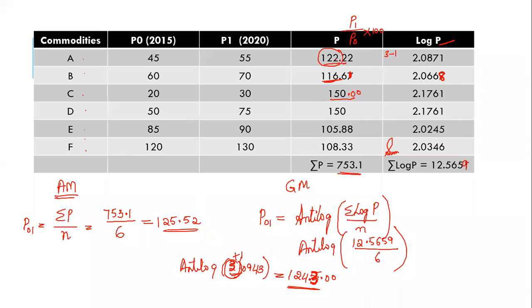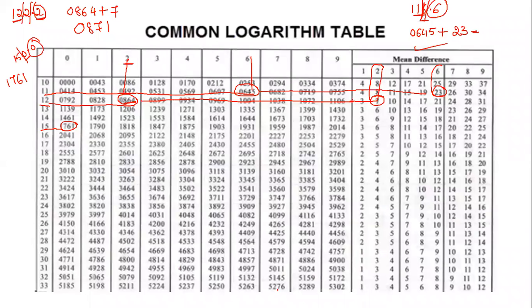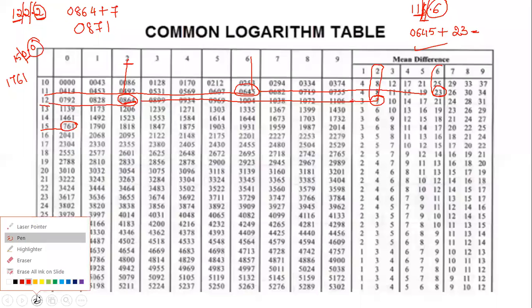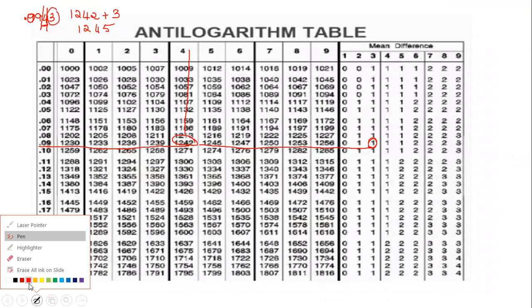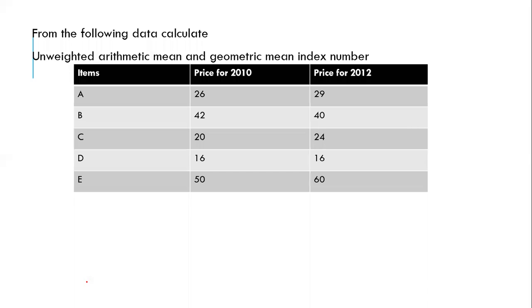Okay, that means arithmetic and the geometric mean. I hope you understood how to see the antilog table and log table. Any doubts? Any doubts? Okay, we'll work out one more problem, easy problem. From the following data, calculate unweighted arithmetic mean and geometric mean index number. Now here what do you have to calculate? Arithmetic mean and geometric mean.